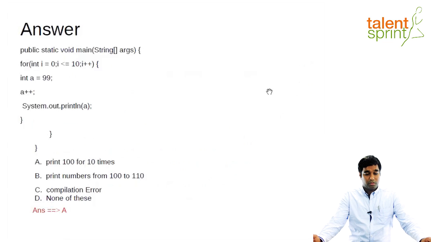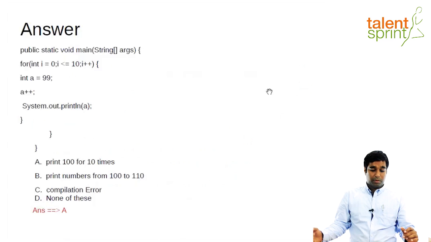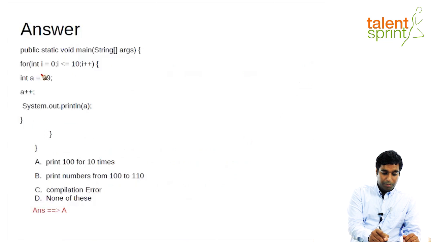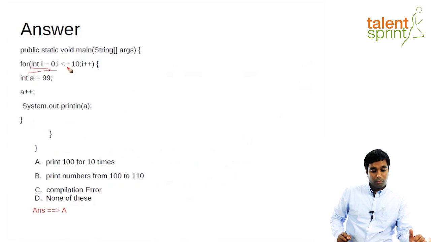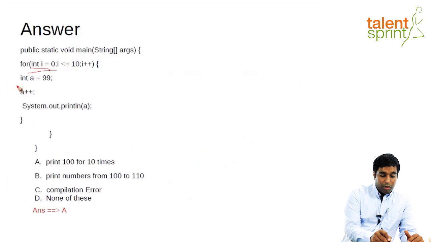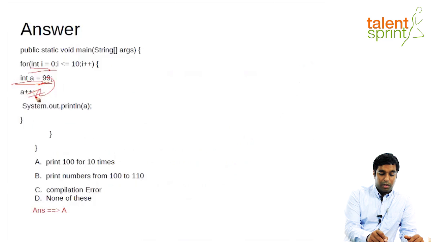Here we simply have to read this particular code snippet like a computer will read it. That's as simple as that. You think like a computer. So in this for statement, I starts from 0 to 10, so it will run for 10 times. That's pretty clear. Now here we are declaring as well as initializing a variable A with value 99, and then we say A++. So 99 will become 100 with A++, and then this line will print 100.